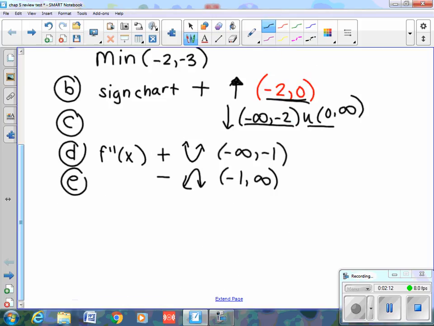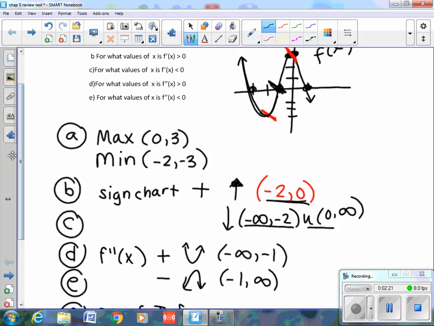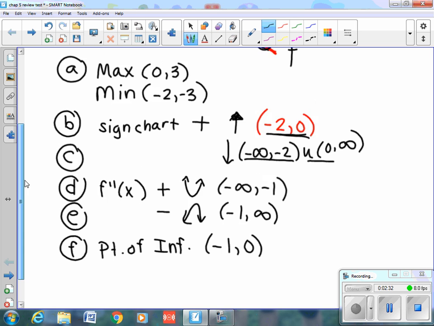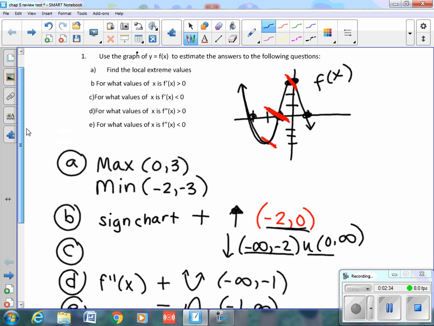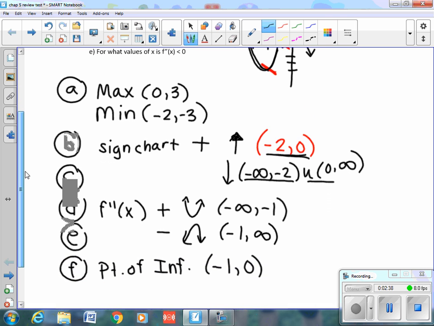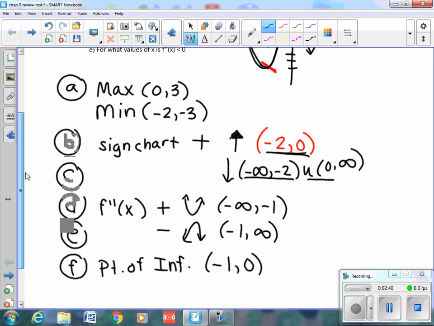And I'm adding one more thing, F. Where is there a point of inflection? It's when you go from concave up to concave down, and I'll put it in red, it's right at -1. So, you can go over this again if I went too fast, but the first problem on the test tomorrow should go pretty smoothly.